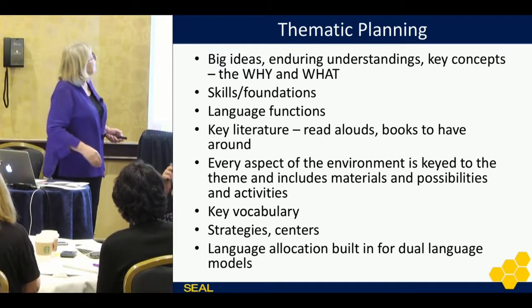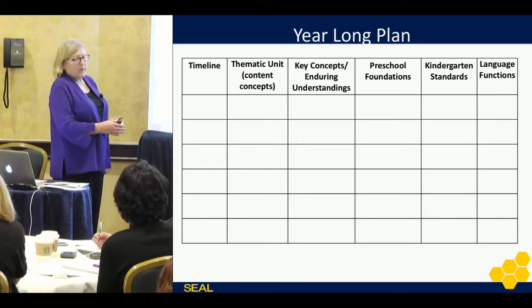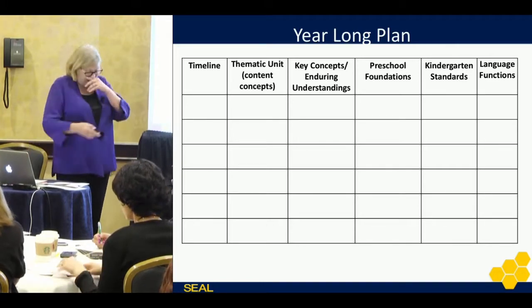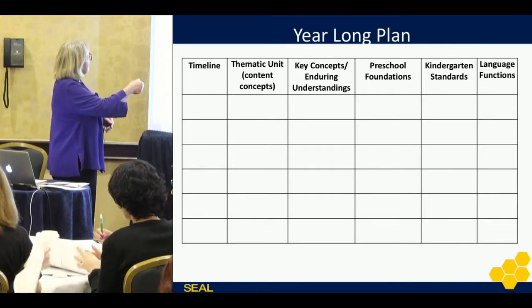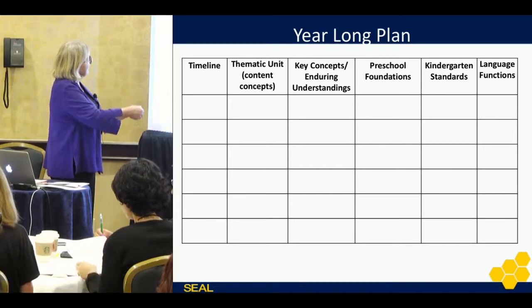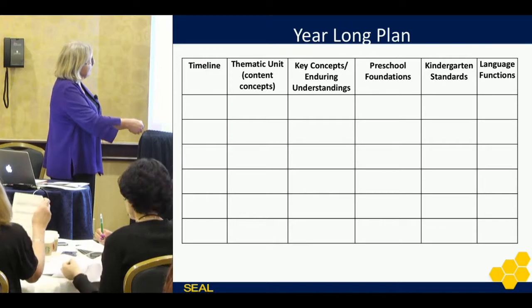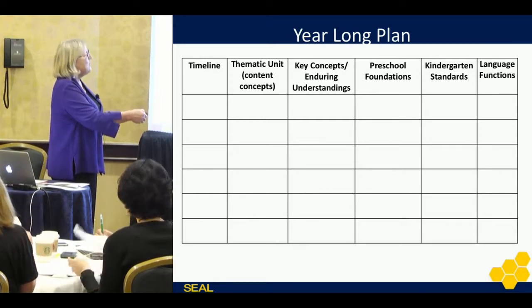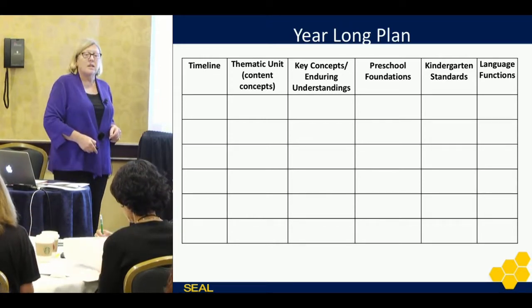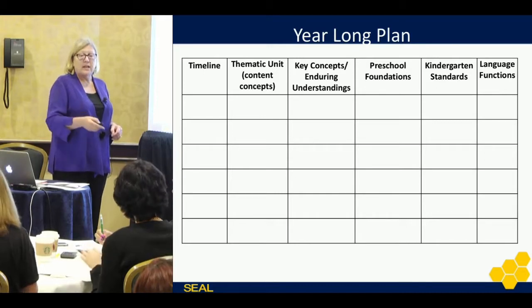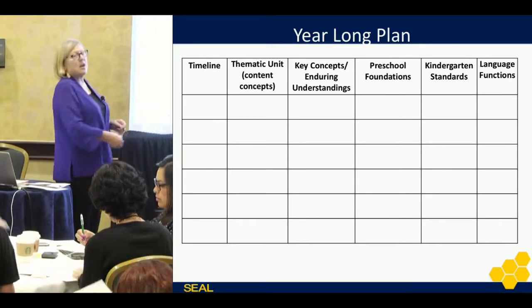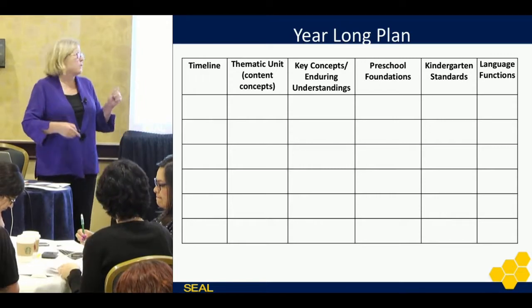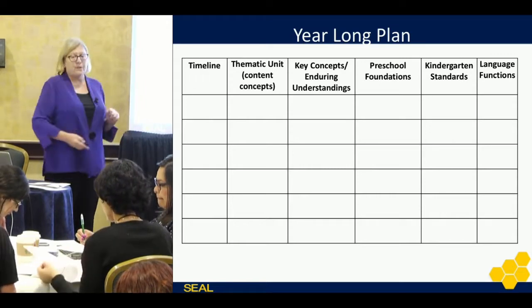Got to keep moving. So here's the year-long plan. This is what it looks like. You've got it in your handout. And we've already kind of dealt with the names of these. You're going to have key concepts for each. You're going to have preschool foundations spread across the year. You might decide to have some kindergarten standards you begin to work with, and that's why I left it on your table. We can come back to that. And then there's this crucial architectural column, architectural for the unit, called language functions.